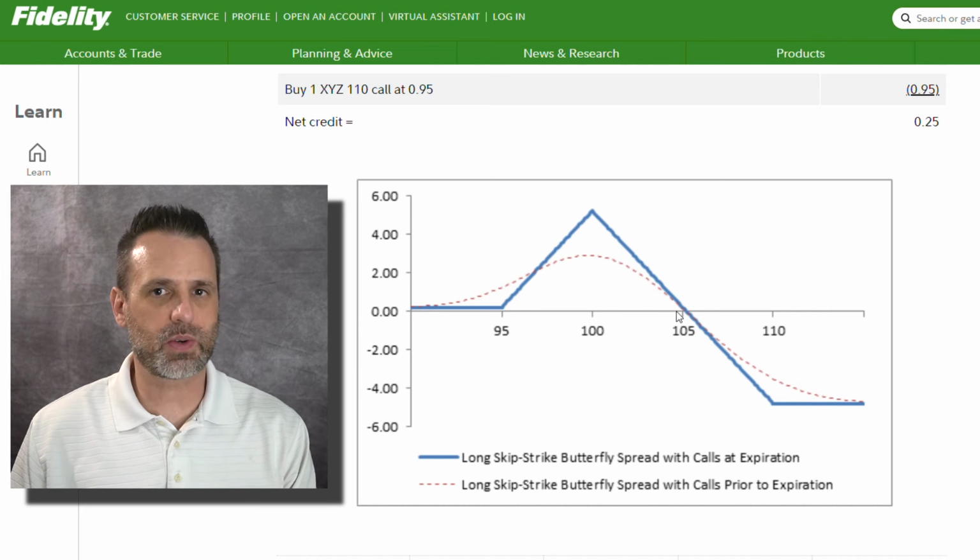Of course, you can vary the strategy to fit different market scenarios by adjusting the strike prices and the number of options in each leg of the strategy. The versatility is one of the reasons why the skip strike butterfly is so popular. So let's look at a real world example.